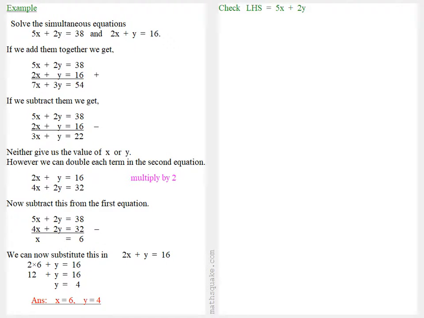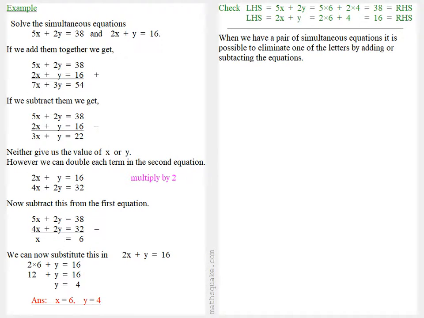Now we can check this. If we looked at the left-hand side of the first equation, that gives us 5x plus 2y, which is equal to 5 times 6 plus 2 times 4, which works out to be 38, which is the right-hand side. If we look at the second equation, the left-hand side is 2x plus y. That's 2 times 6 plus 4, which is equal to 16, which is the right-hand side of that equation. So we have the correct solution.